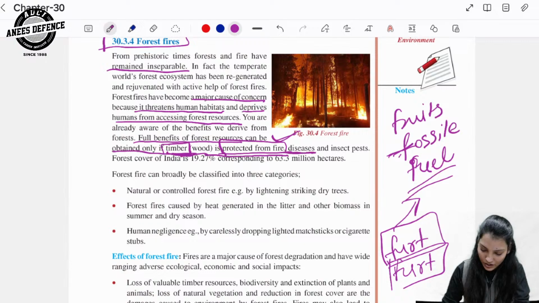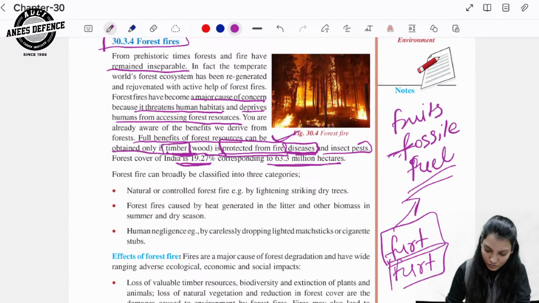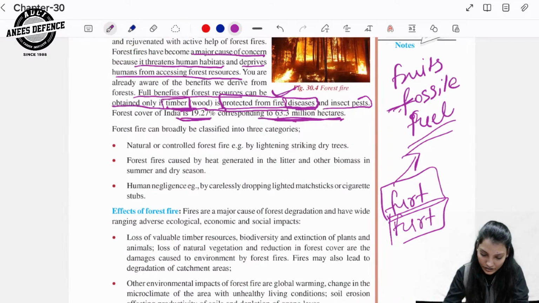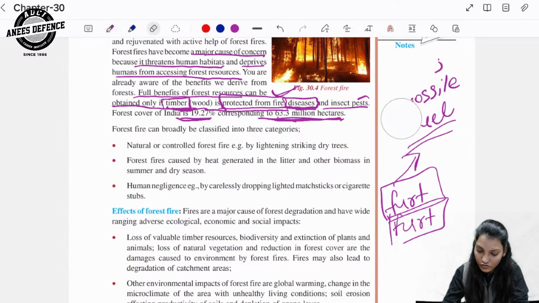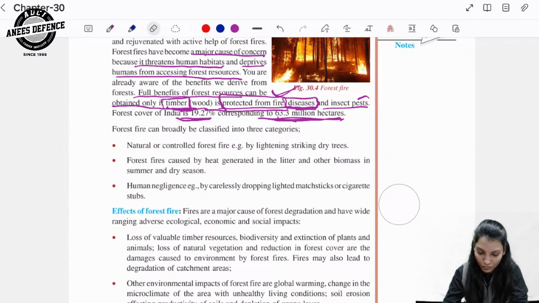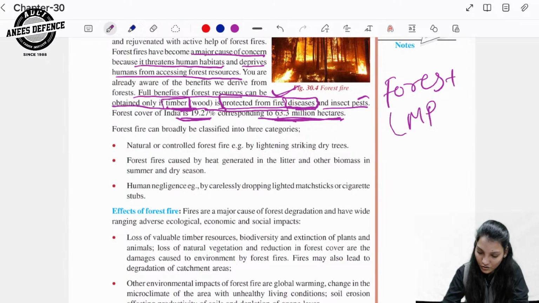After the forest fire, we can have impact of diseases and insects. Forest cover in India is approximately 19.27%, which in terms of hectares, 63.3 million hectares area, is covered with forest. If we look at the data, every 2 years we have the data on forest. So we have forest cover in MP. MP has the largest forest cover in terms of state.